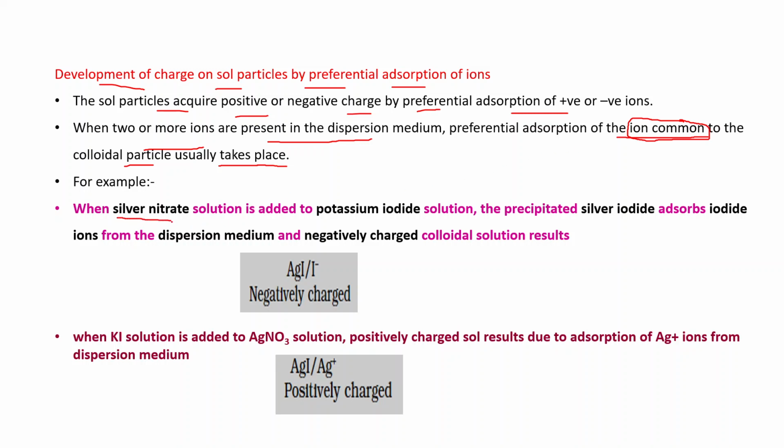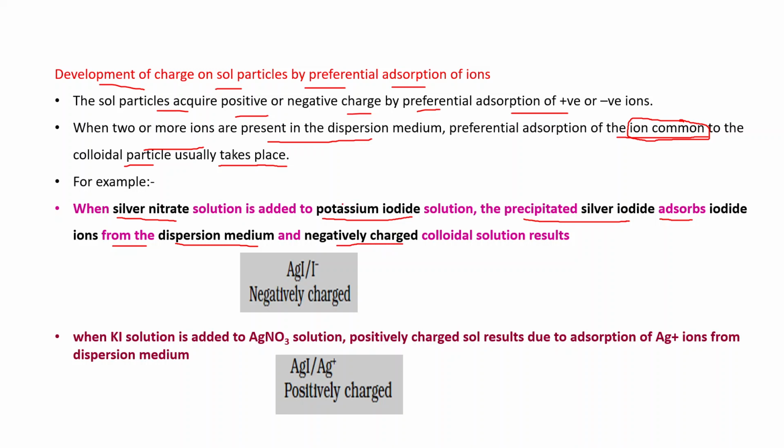When silver nitrate solution is added to potassium iodide solution, what reaction is taking place? Silver nitrate plus potassium iodide will form colloidal particles of silver iodide, that is, precipitated silver iodide. Now this adsorbs iodide ions from the dispersion medium, and this is negatively charged.